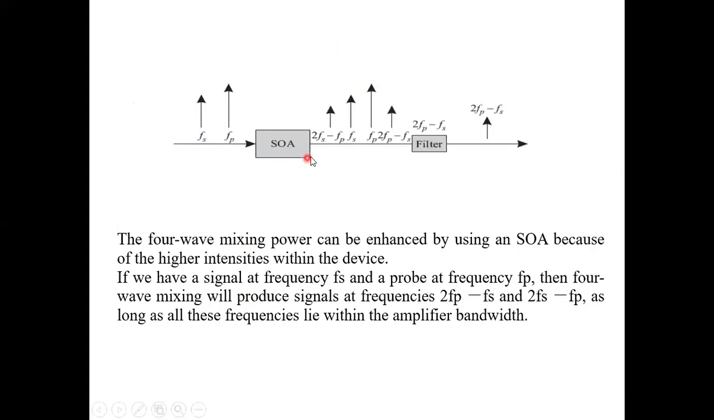The device that helps in four-wave mixing is the semiconductor optical amplifier. We will study this block just after I finish this particular topic. What is a semiconductor optical amplifier?